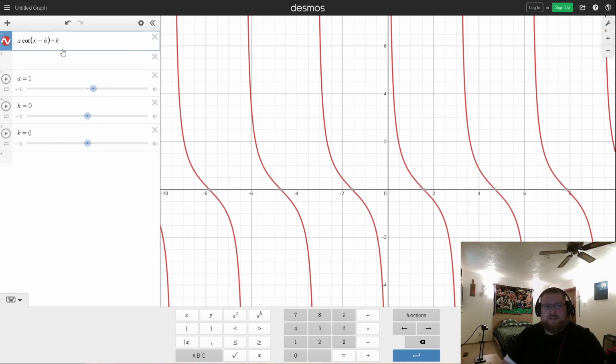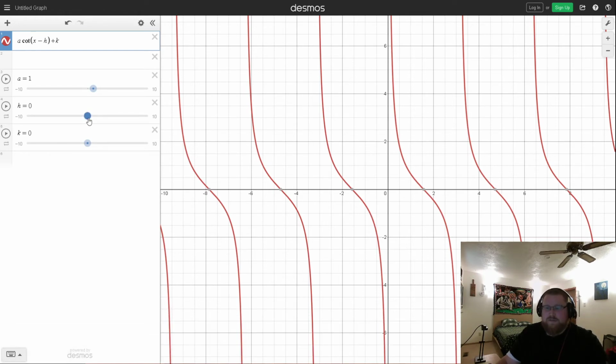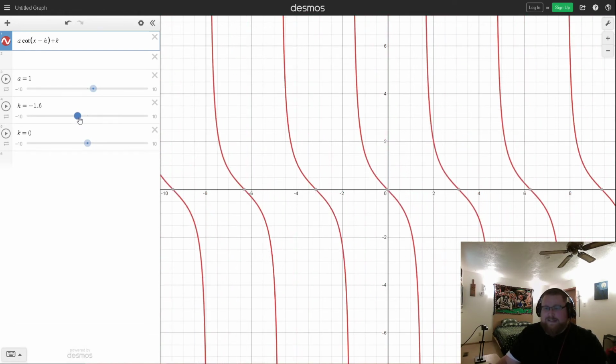But here's the thing. Because h is inside of cotangent, you may not even know what cotangent is. It doesn't matter. If you know what this graph is, then you should know what h is going to do. Because it is inside of the cotangent, you should know the h is going to take this picture and move it to the left or to the right. And that's exactly what it does.